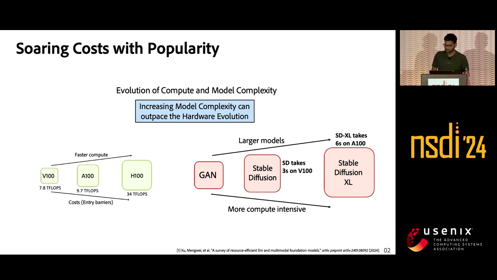For instance, the older Stable Diffusion models used to take approximately 3 seconds for a single generation on V100 GPUs, while the newer, much larger models like Stable Diffusion XL require around 6 seconds for a single generation on high-end A100 GPUs. This highlights the importance of research focusing on the efficiency of hosting text-to-image generative solutions.